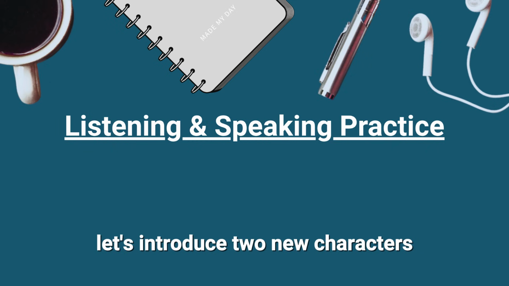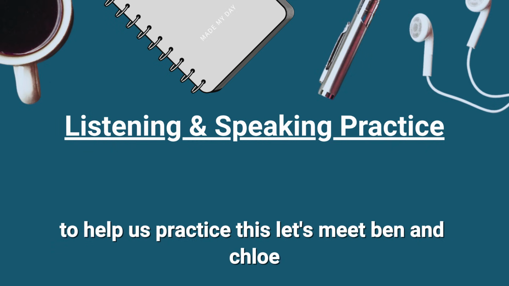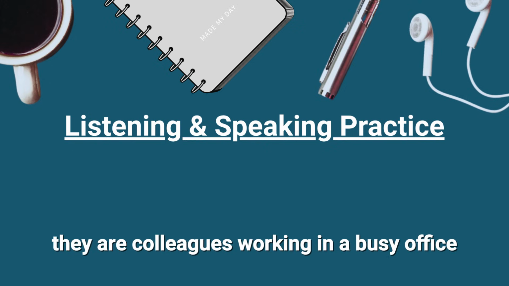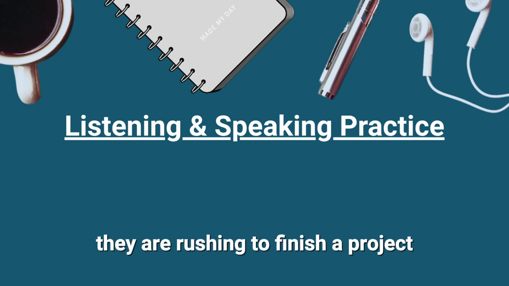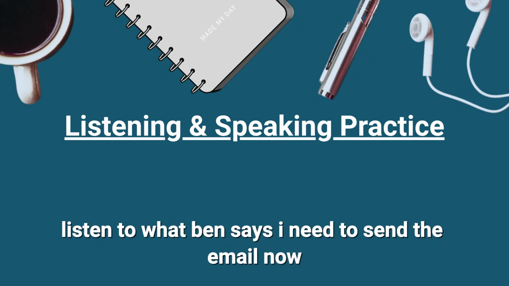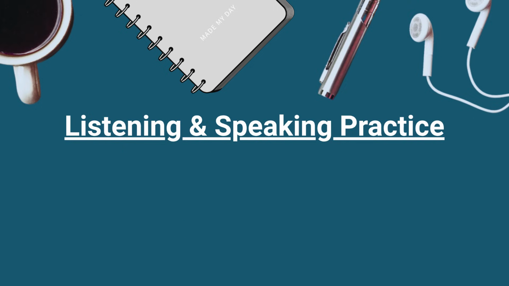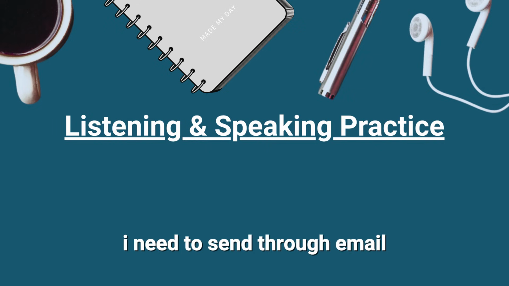Let's introduce 2 new characters to help us practice this. Let's meet Ben and Chloe. They are colleagues working in a busy office. They are rushing to finish a project. Listen to what Ben says. "I need to send the email." Now, let's say that with elision. I need to send the email.